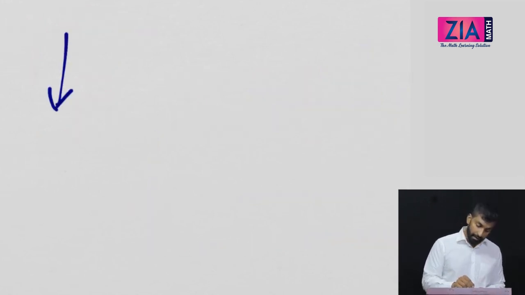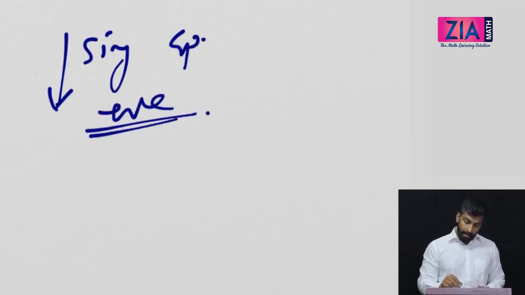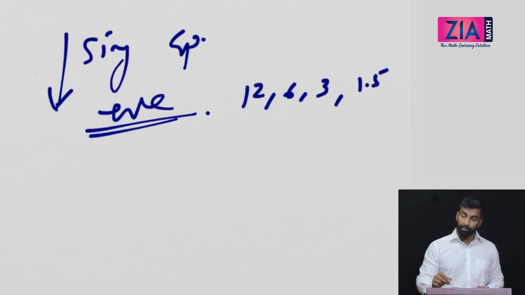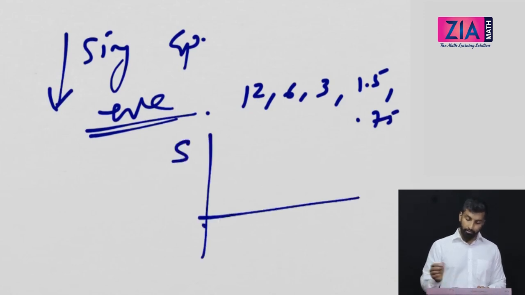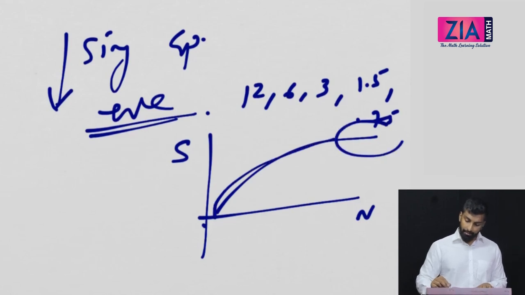Now what about a decreasing GP starting with positive, like 12, 6, 3, then 3 by 2, that is 1.5, then 1.5 by 2, that is 0.75, etc.? How will it look on a graph? If you plot the sum on the y-axis and the number of terms on the x-axis, it will look like this, because it keeps on increasing. It will increase, but after some time, going towards infinity, it is going to be almost equal.